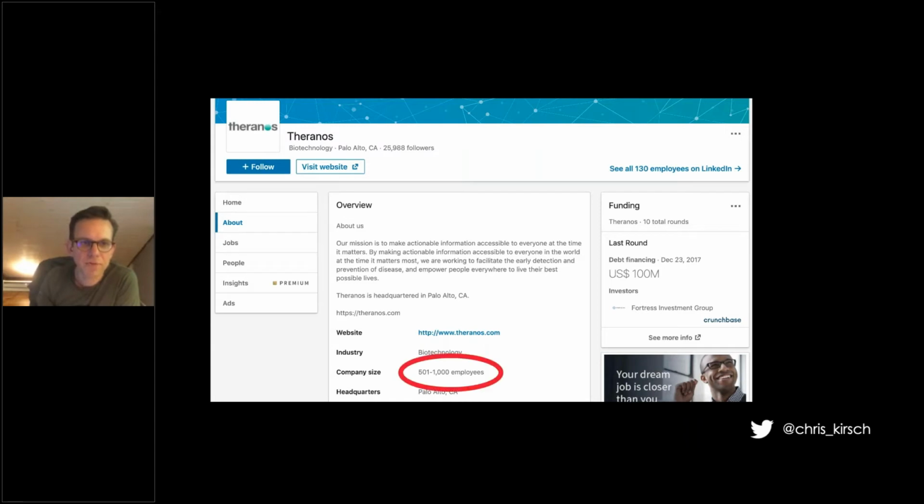And there are 2 types of employee numbers. There's this one here, which is the one that is self-reported by the company. And that's usually a range. And then you've got this number up here on the right, and that shows you how many people on LinkedIn are actually registered for that company. So the difference is quite big here, right? 130 to 500 to 1,000. This is for a company called Theranos. They were struggling for a while.